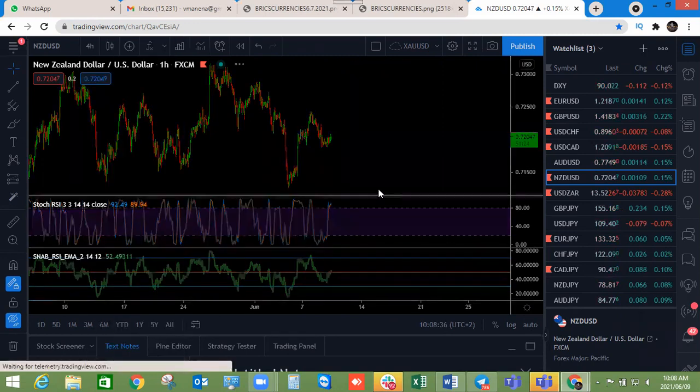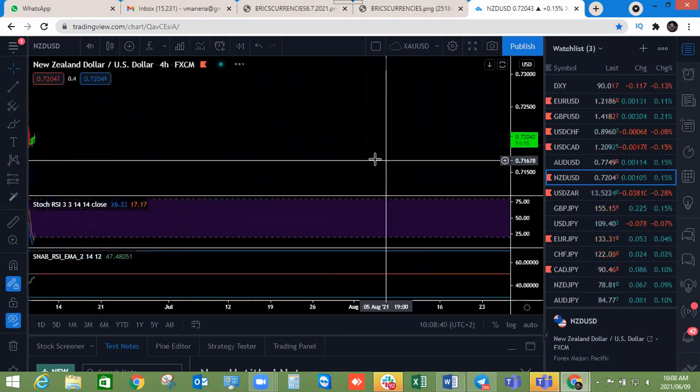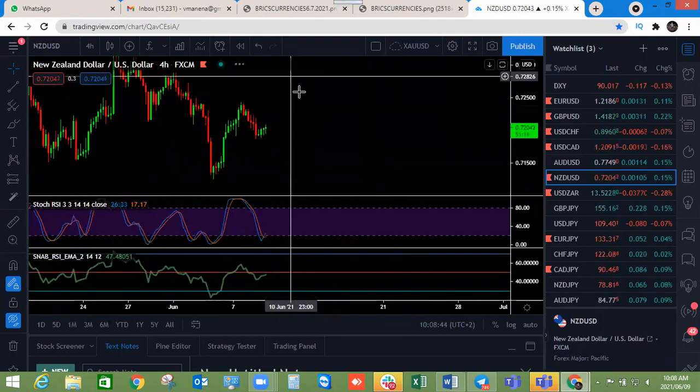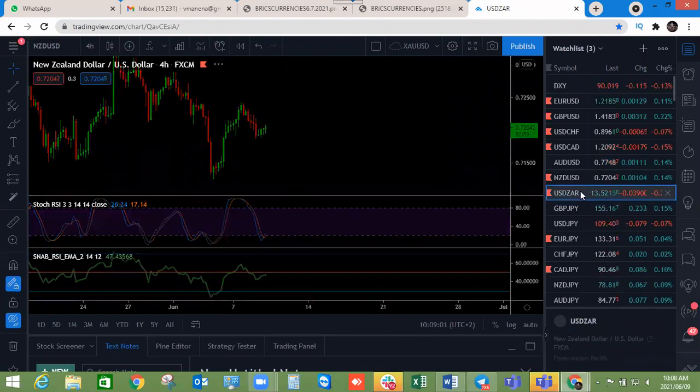Let's have a look at the 4 hour. The 4 hour will not even have a setup here. Let's have a look if we do have a setup. Oh yes, we actually have a setup on the 4 hour. That setup will only trigger if we have a 4 hour candle closing above the flag. Then that is a trigger for upside. And then we're going to put in the stop 30 pips below the low of the flag as per the strategy. Okay, then we'll look for upside. That is New Zealand US dollar. So we are bullish New Zealand US dollar.